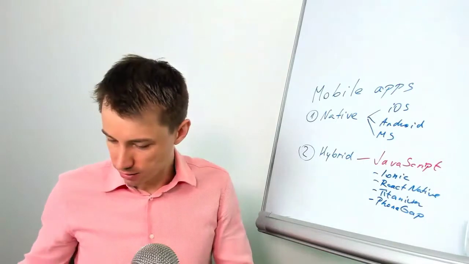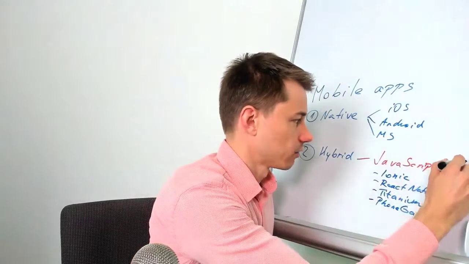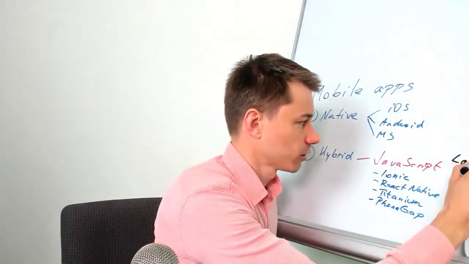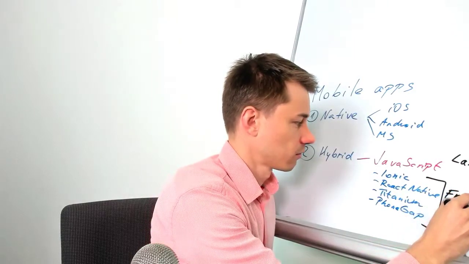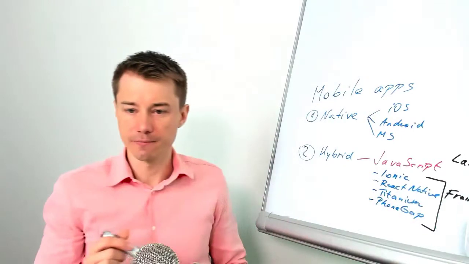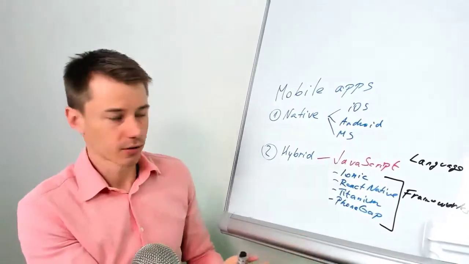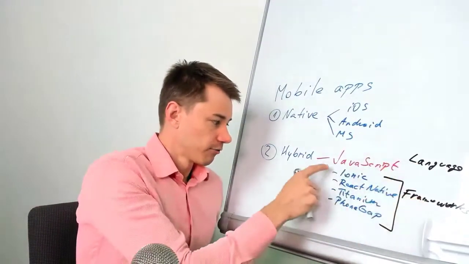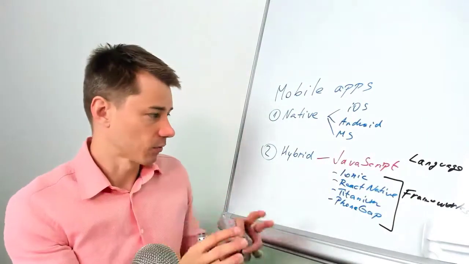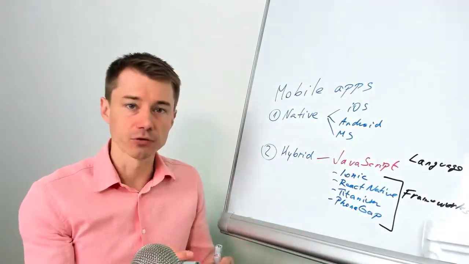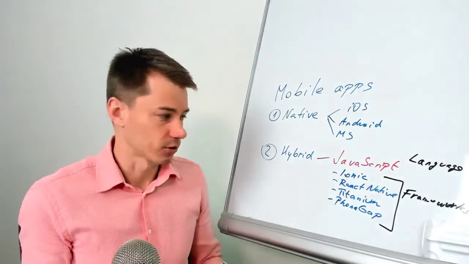All right, so do I have green? Yeah, I have green. Language. These are frameworks. Oh, maybe you cannot see it. Let me shift a little. Okay, so JavaScript is a language. Frameworks are, for example, Ionic, React Native, Titanium, PhoneGap. These are the frameworks that you can use in JavaScript to build the cross-platform application.